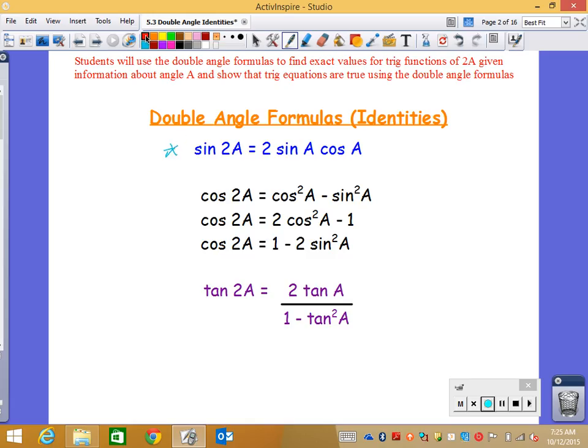Now you'll notice that there are 3 cosine double angle identities. One of them is never better than the other 2. However, we can utilize one of them over the other 2 based on the situation I have, and we'll see a little bit of that today. And lastly, we have the tangent of 2a. So you're going to want to know these. Again, if you really are in a pinch, you can derive them like I just did. However, they may be given to you on the testing quizzes.